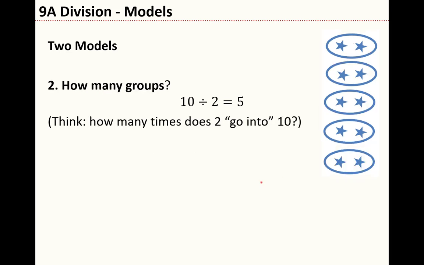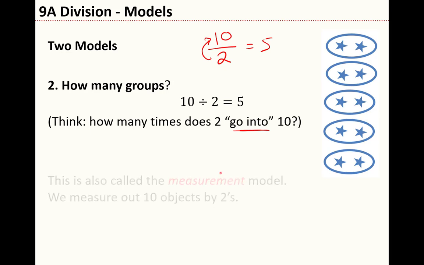How about the next model? How many groups? We might think of 10 divided by 2 equals 5 in this way. I have 10 objects, and I group them into groups of 2. And if I do that, how many groups will I get? A lot of times I use the word into. How many times does 2 go into 10? Or if I write it as a fraction, 10 over 2, a lot of times I think 2 into 10. How many times does 2 go into 10 for my answer there?